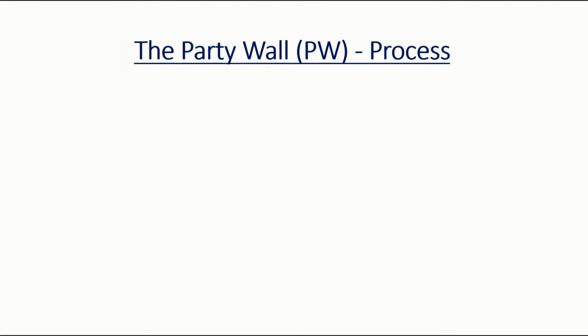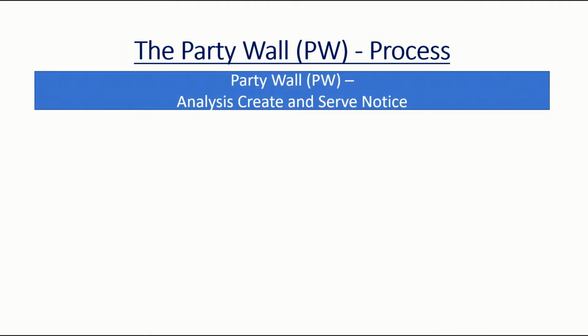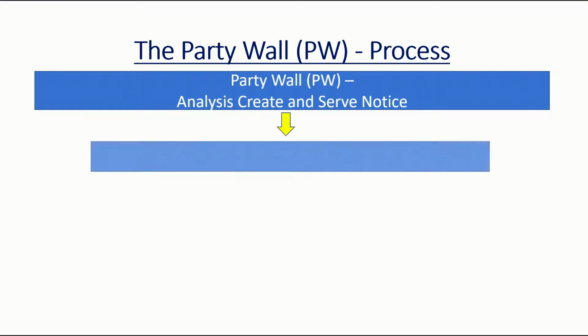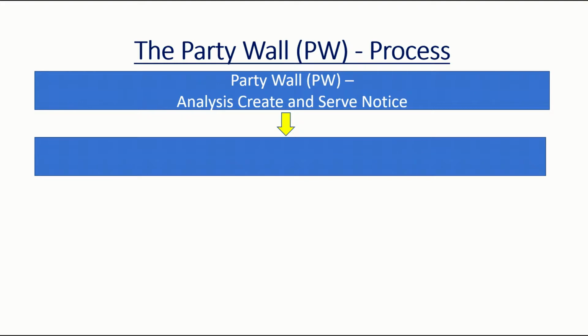So let's have a look at the party wall process. First stage is to analyse and create notices. So we look at the proposed building works, carry out analysis of the notifiable works and how it's likely to affect your neighbours. We then create the notices which are served to the relevant adjoining owners.